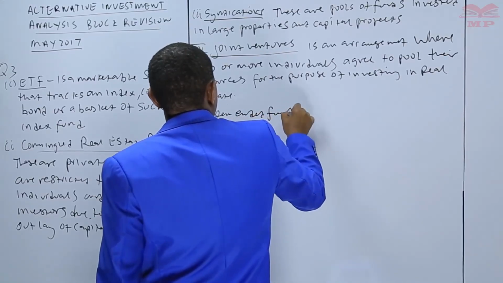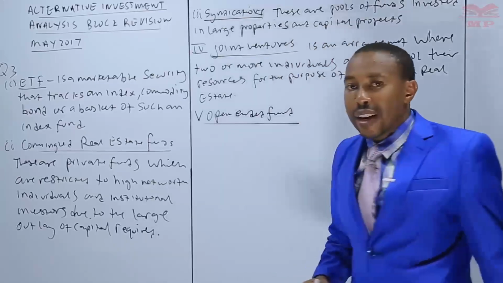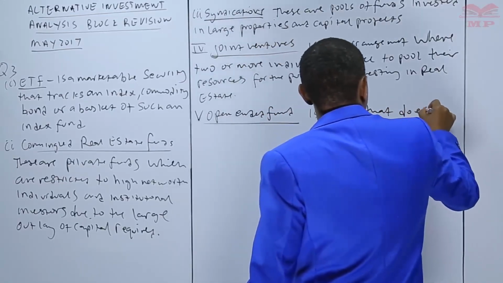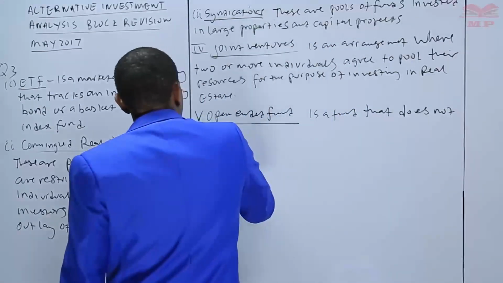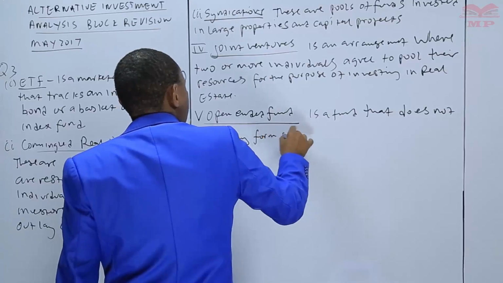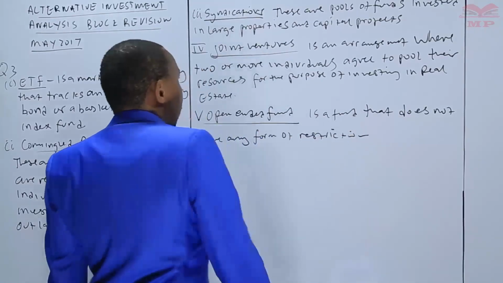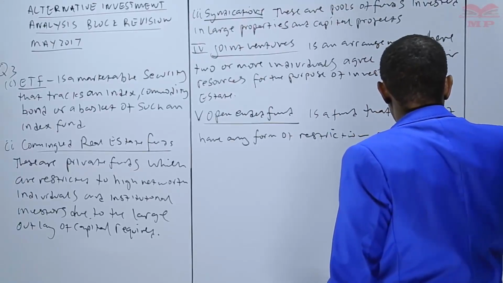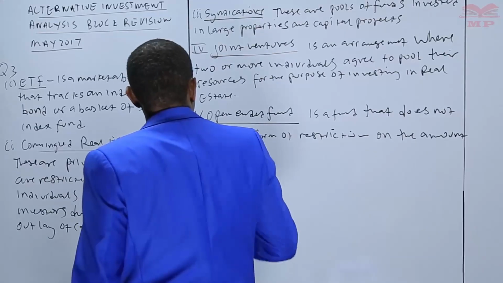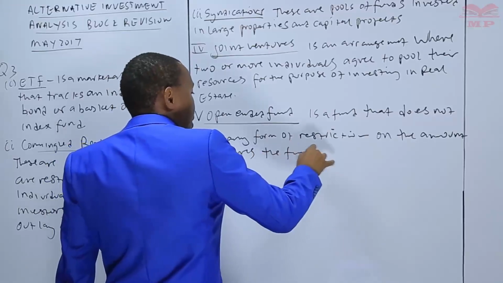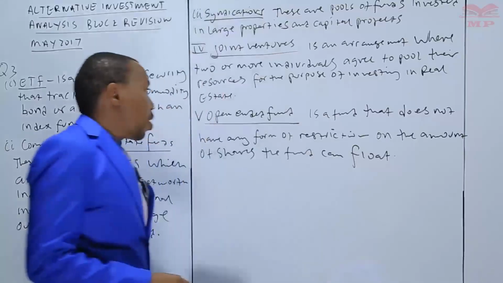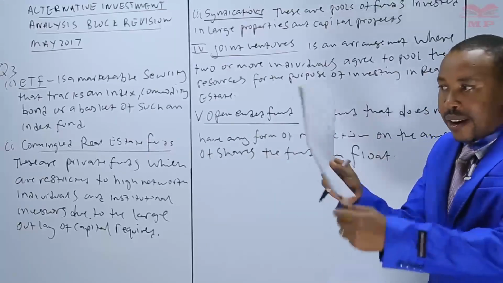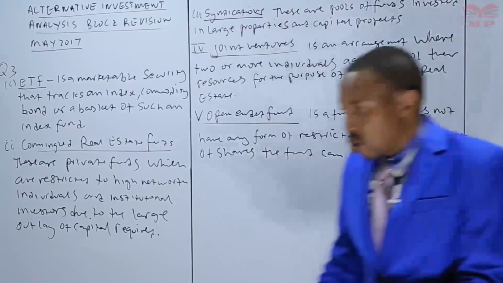Open-ended fund. We can say this is a fund that does not have any form of restriction on the amount of shares the fund can float to the public. So we are trying to say an open-ended fund is like this. If in the first issue a fund has issued this number of shares, probably maybe 100,000 shares, it floats them to the market like that.